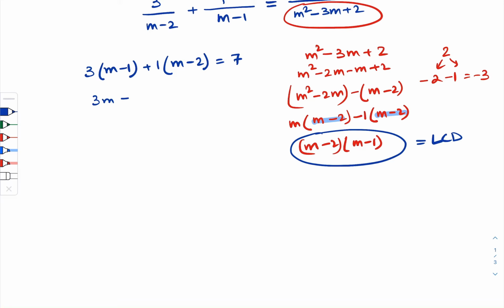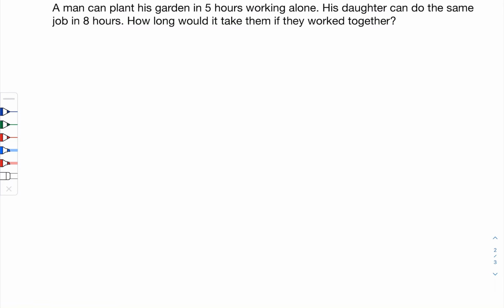So you can pause the video, take a few seconds to read the problem, and then we can go through how to solve this kind of problem, okay? All right, so in this problem, it basically says a man can plant his garden in 5 hours working alone. His daughter can do the same job in 8 hours. How long would it take for them to do the job if they work together?